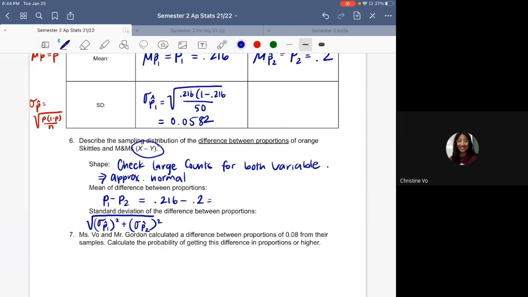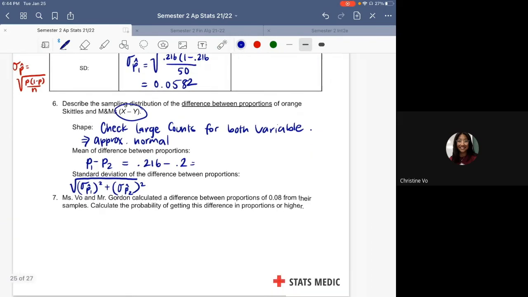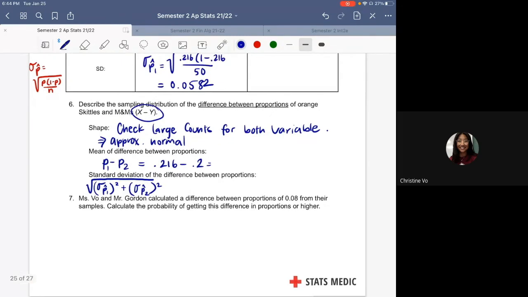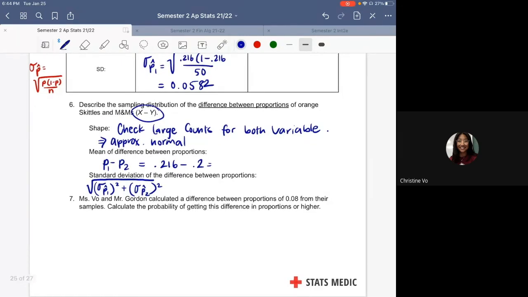Okay, so last but not least, it says that Ms. Vo and Mr. Gordon calculated a difference in proportions of 0.08 from their samples. Calculate the probability of getting this difference in proportions or higher. Okay, so we know that in general, the shape is approximately normal. That gives me a huge hint that I should use something that's approximately normal here. I should have a new mean now.